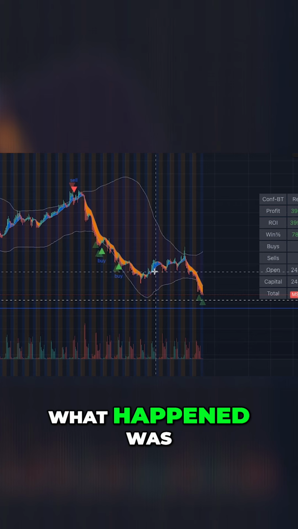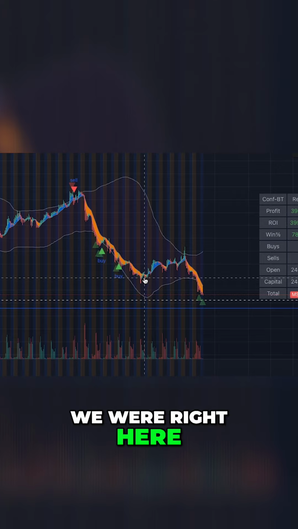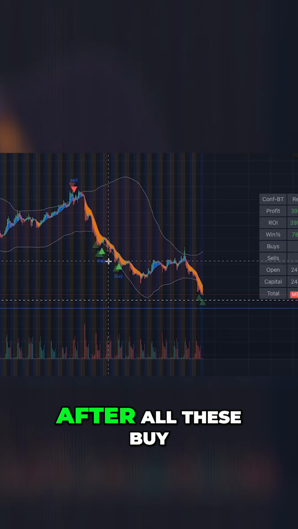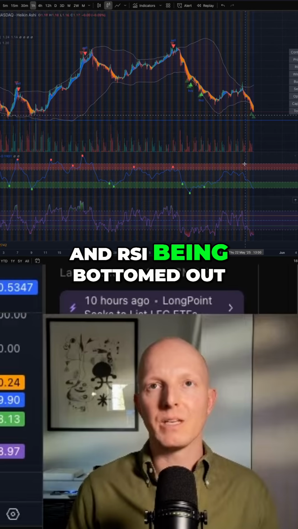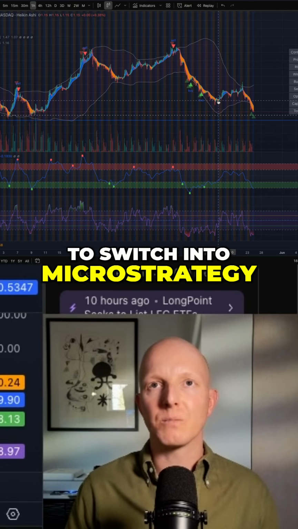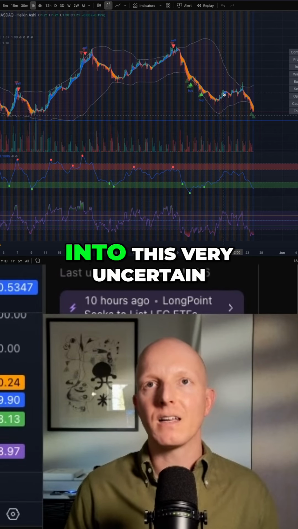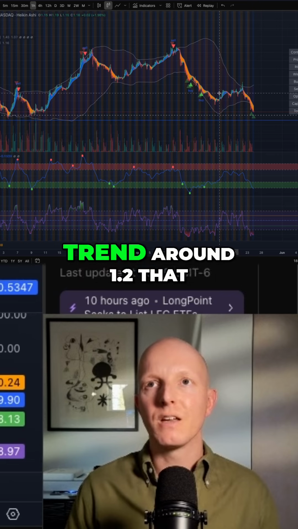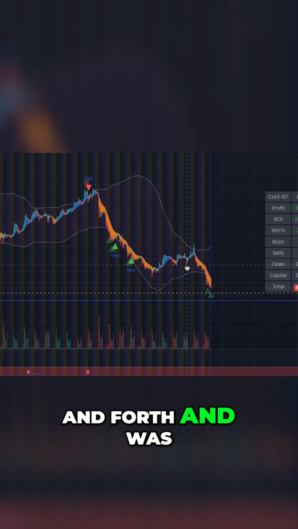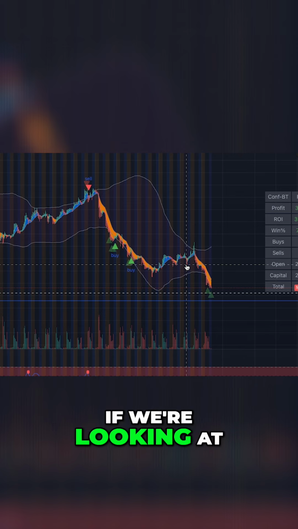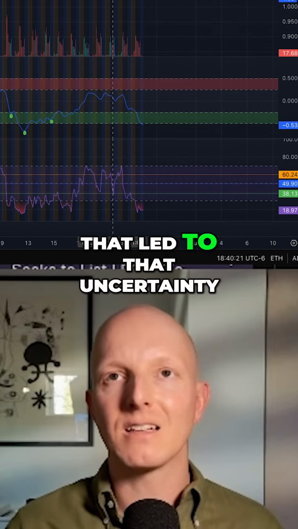Now, what happened was on Monday, we were right here, and it looked like a pretty clear sign, after all these buy signals and the trend flip, mean reversion, and RSI being bottomed out, to switch into MicroStrategy. And then we got into this very uncertain trend around 1.2 that was just chopping back and forth and was very indecisive. And also, if we're looking at the macro backdrop, that led to that uncertainty.